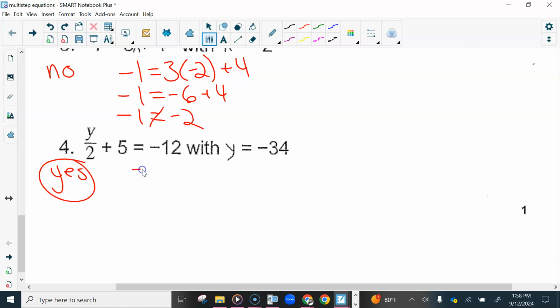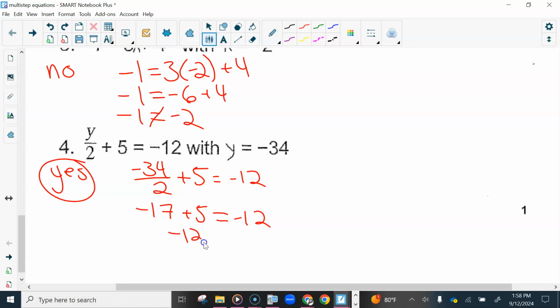So we had negative 34 over 2 plus 5 equals negative 12. I could divide this first part to get negative 17. And then if I add these two, negative 17 plus 5, we do get negative 12. So it became a true statement. That is our solution. Questions on this?